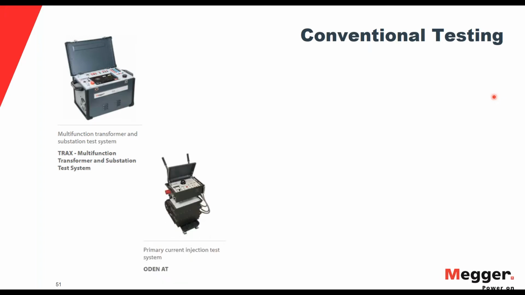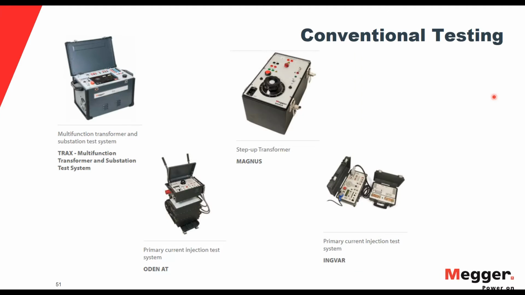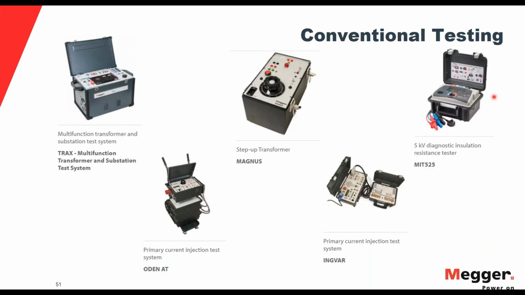We have the Odin. It's a primary injection system usually used for low voltage circuit breaker testing, but you can use it as a primary injection for CT testing as well. You have a Magnus. This device, it's also a manual device that can do a knee point test for very high voltage values. Have the Ingevar. It's a mini version of the Odin to do primary injection as well. And of course, last but not least, you have the 5 kV insulation resistance tester. You can do the insulation resistance testing with them.